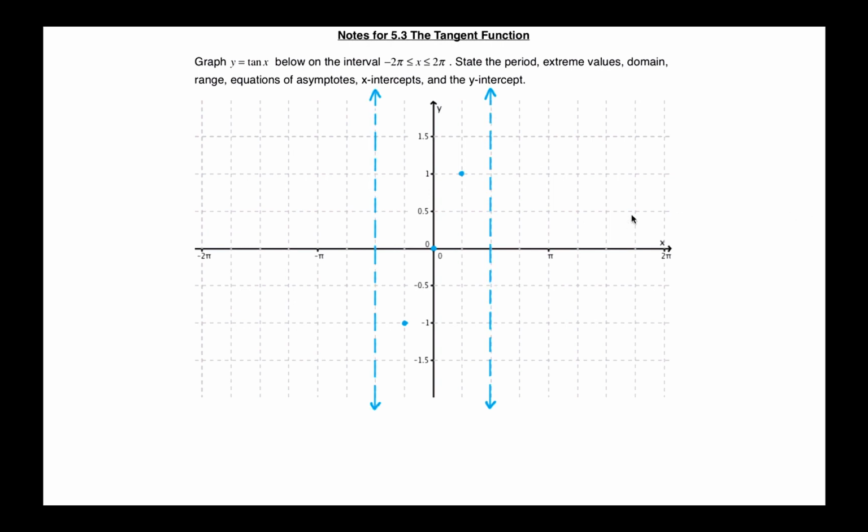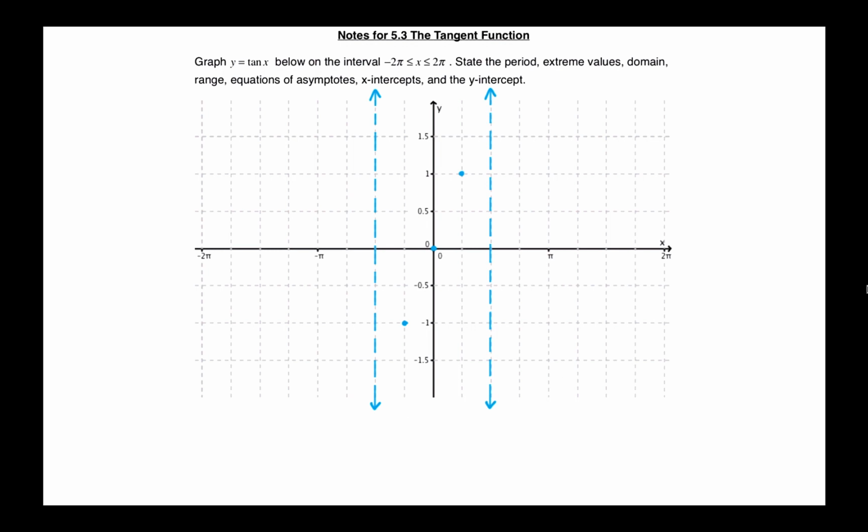If you've looked at the tangent ratio at all, you know that the tangent of 0 is 0. And for the special angle of pi over 4, the tangent is equal to 1. And also the tangent of negative pi over 4 is negative 1. Now, as you get to larger and larger angles, getting closer and closer to pi over 2, the tangent goes up to infinity. And as you get to more and more negative angles, closer and closer to negative pi over 2, you'll find that it goes to negative infinity.